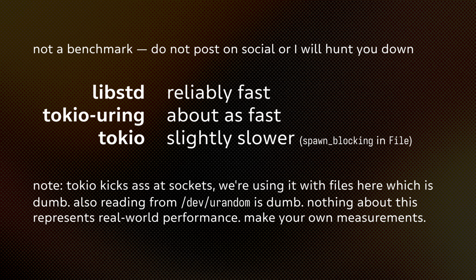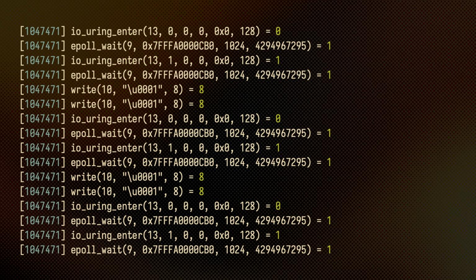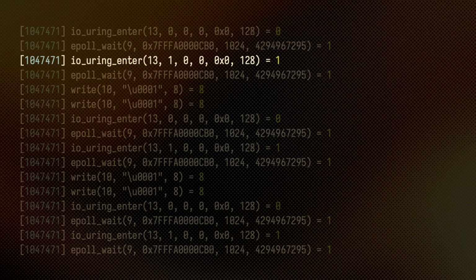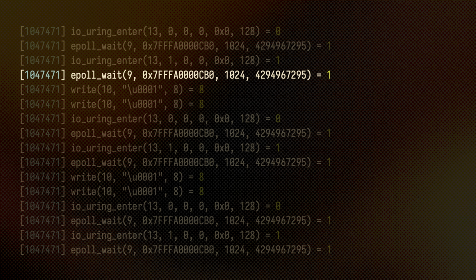I'm not giving exact numbers because I'm frankly ashamed of my setup, and you could tune the numbers to make it say what you want. What I do want to show you is the read loop of the tokio-uring version in terms of syscalls. In steady state, it calls io_uring_enter to submit the read operation, then epoll_wait to wait for some operations to be completed, and write to wake itself up, because that's how Tokio channels and wakers actually work.